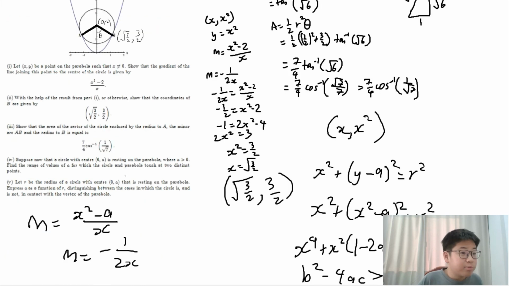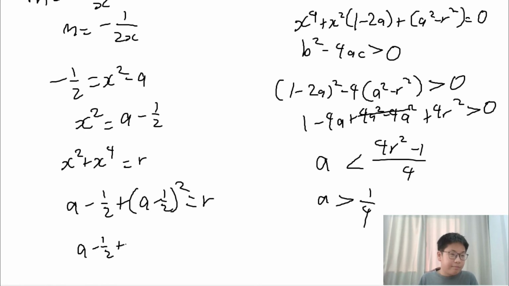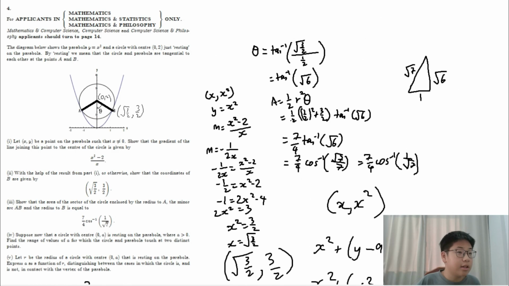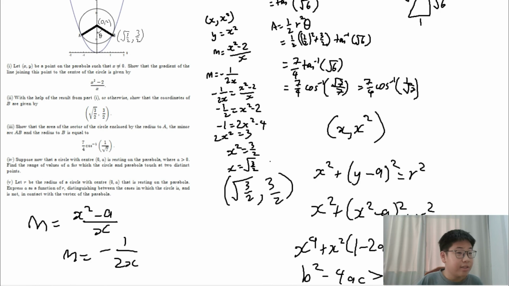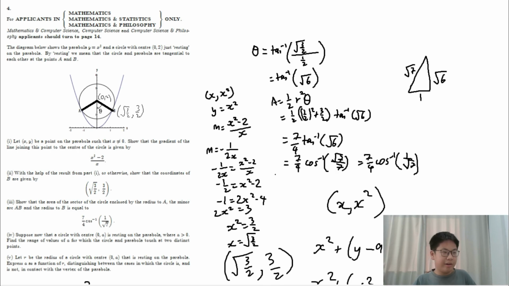So let's express a as a function of r. We can substitute this: a minus half plus (a minus half) squared equals r. A minus half plus a squared minus a plus 1/4 equals r. So we can take away this and this. So a equals the square root of r plus 1/4. So that expresses a as a function of r. Distinguishing between the cases, obviously it can't be in contact with the vertex of the parabola, because that's what I talked about. Anyway, see you in another MAT video.